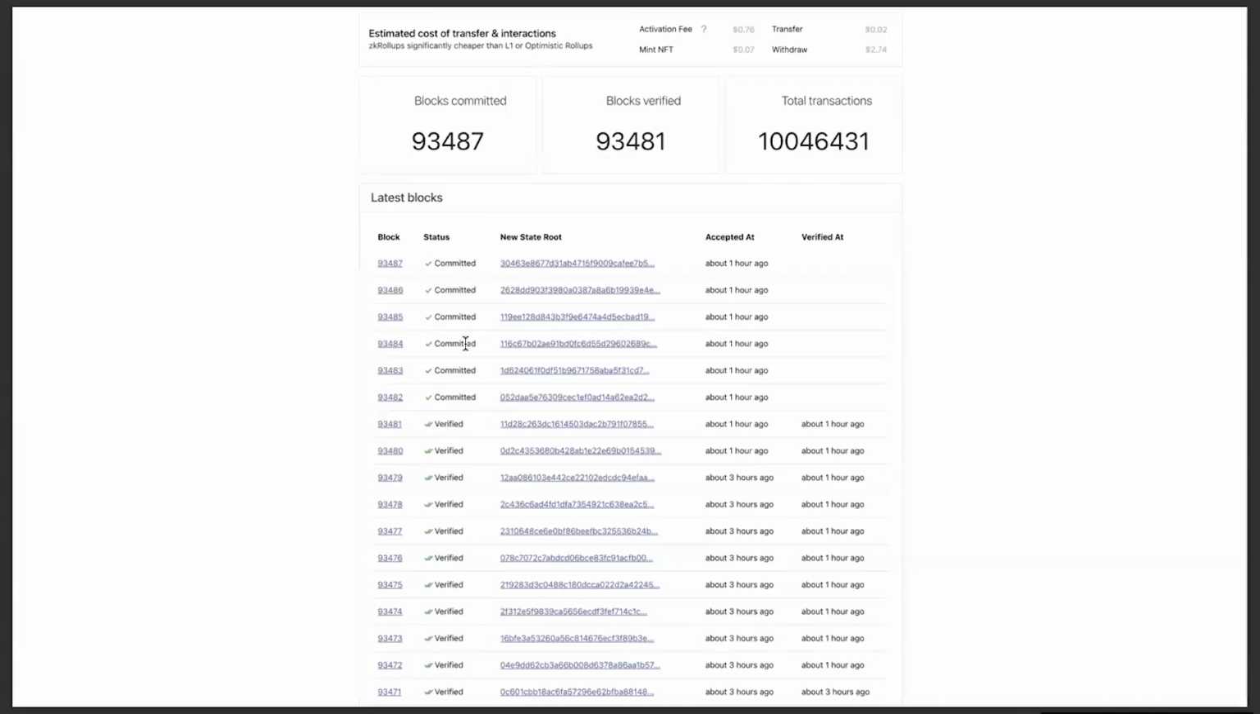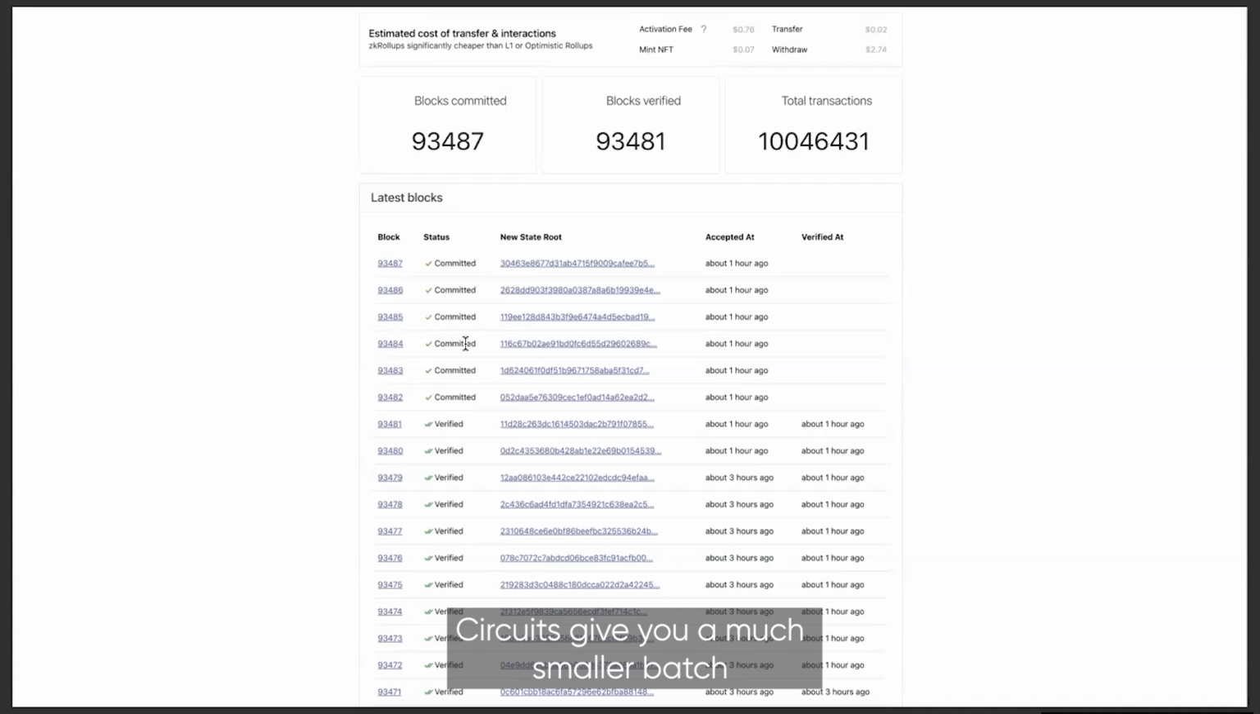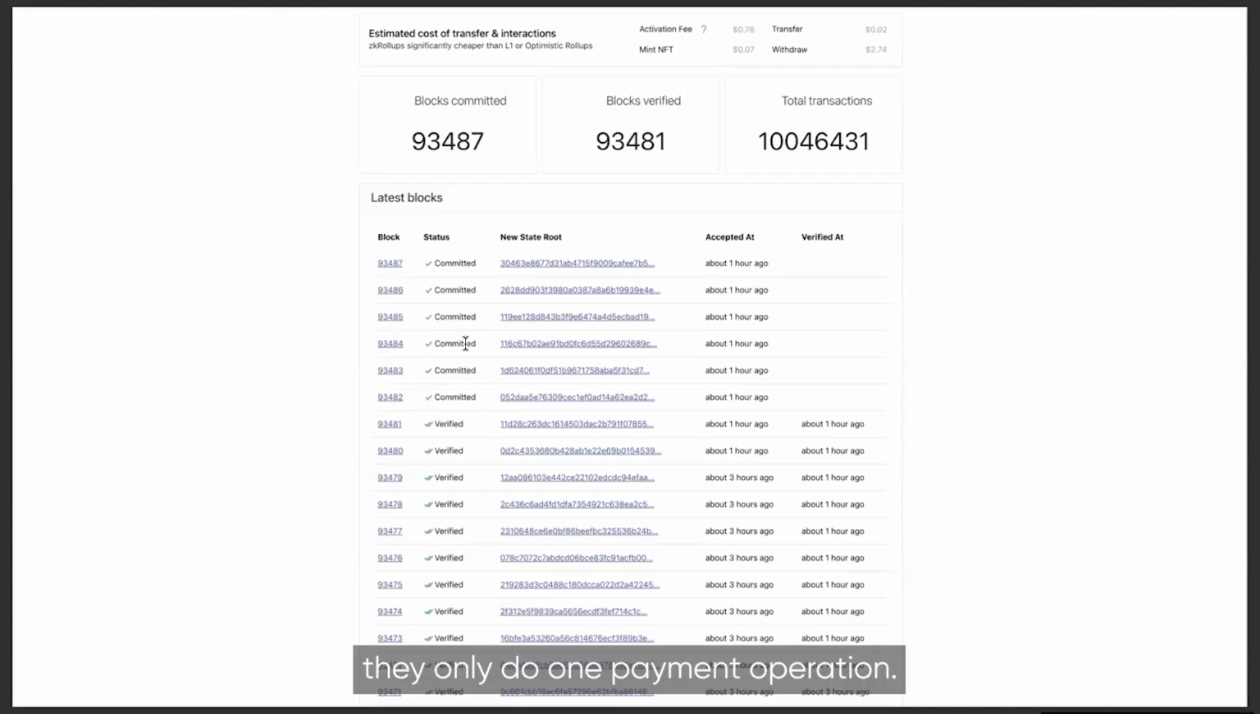I think for a given polynomial, like one polynomial of a given size, how long does it take KZG to commit to it? How long does it take FRI to commit to it? I think KZG should be a little faster. So, yeah. Circuits here are a lot smaller, right? Because they only do a payment operation. That's all it supports.